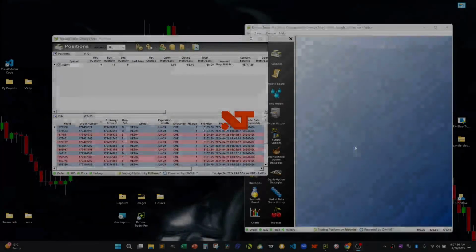Last trade, I ended up closing through Rhythmic Trader and getting that at a gain of 60. We'll review that in just a second once I get this signed back in. One second, coming right back. All right.